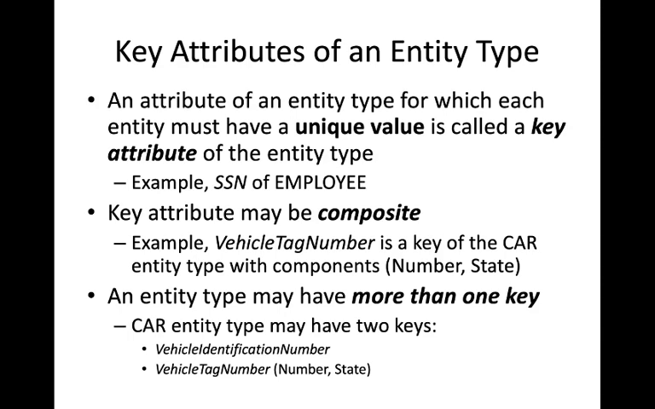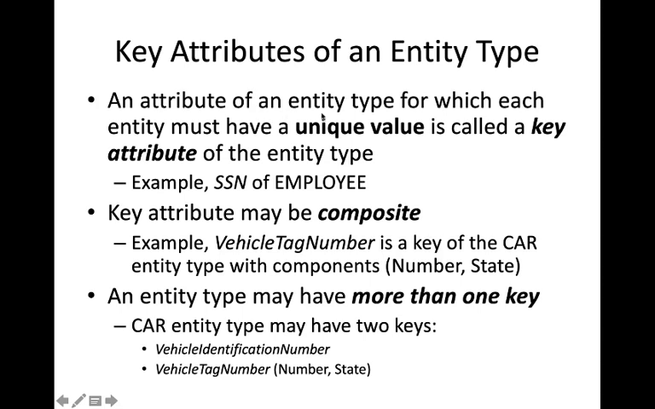Your admission number is a key attribute. Then your Aadhaar number is a key attribute. If you are storing the university register number, that is also a key attribute. So you have three key attributes. So for the student entity type, you have three keys. So for a particular entity type, you can have several key attributes. A key attribute can be an attribute or a set of attributes of an entity type for which each entity must have a unique value. Then it is known as key attribute.